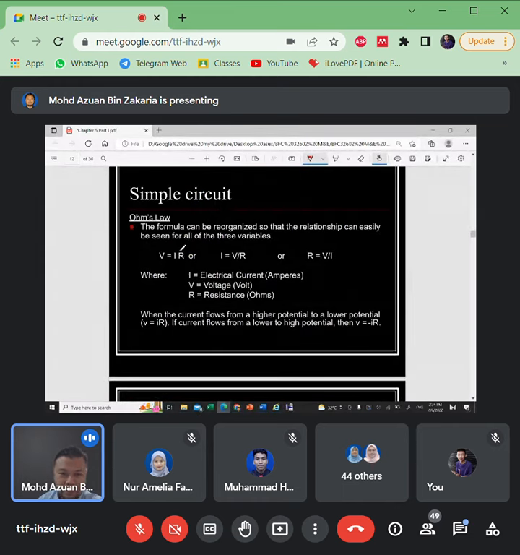So we can arrange various arrangements. If we want to find voltage, it means I times R. If we want to find I, it means V over R. And when we want to find the value of R, it is V over I.